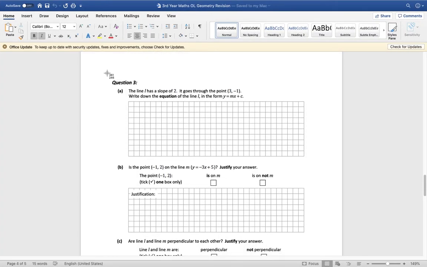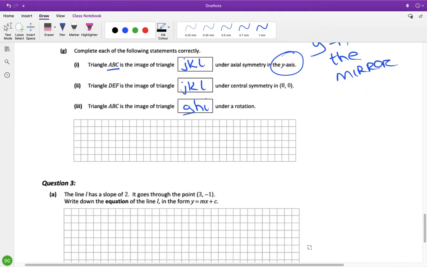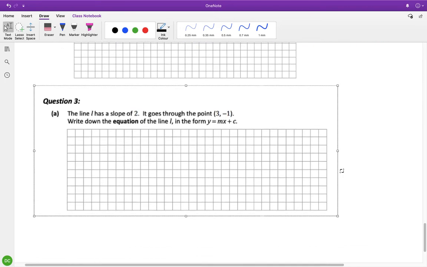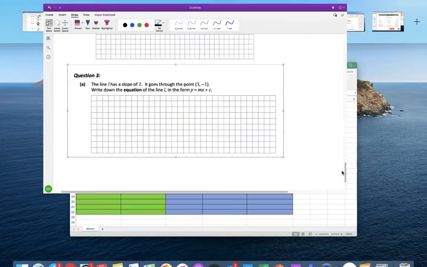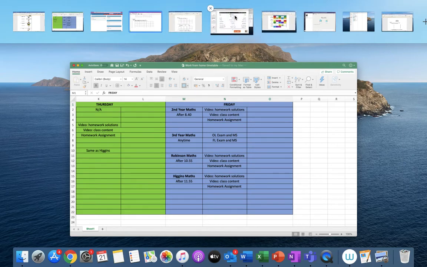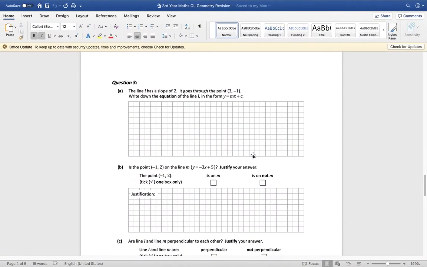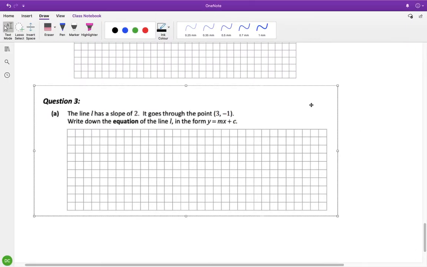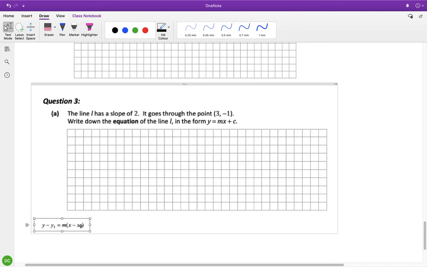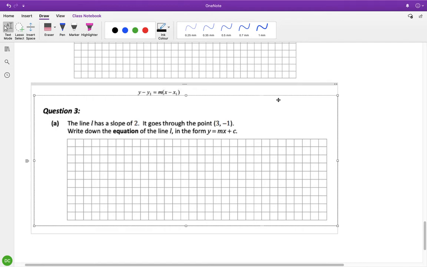Okay, nearly there. So the line L has a slope 2 and it goes through that point. Write down the equation. Let me try and get this a bit closer. Okay, so the equation, where is it there? It's this one. Right, leave it there.